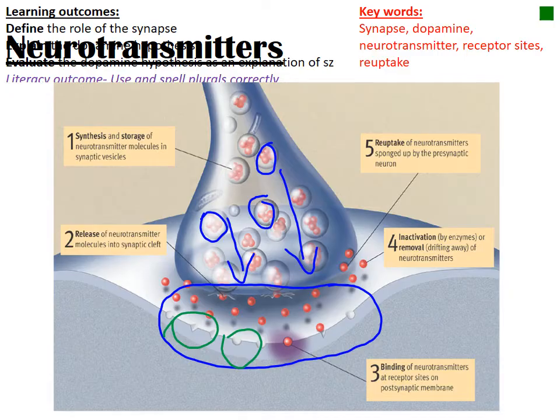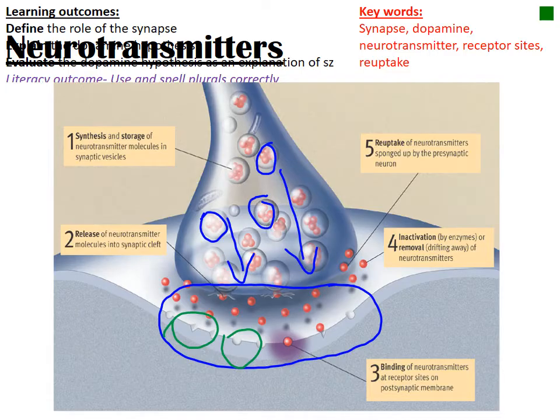Now, neurotransmitters, we know, are how brain cells transmit and receive messages, and they communicate with each other through these neurotransmitters. One of the theories about the causes of mental disorders is that there is an imbalance, so either an excess or a deficiency, which means not enough, of certain neurotransmitters.